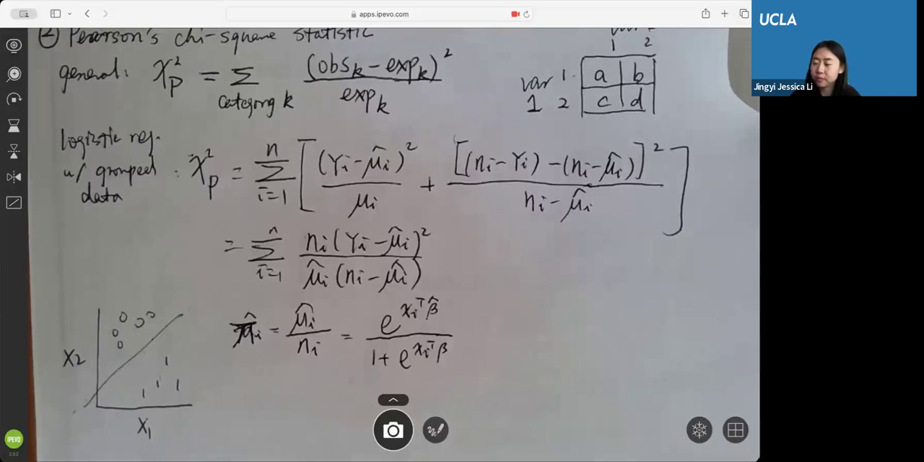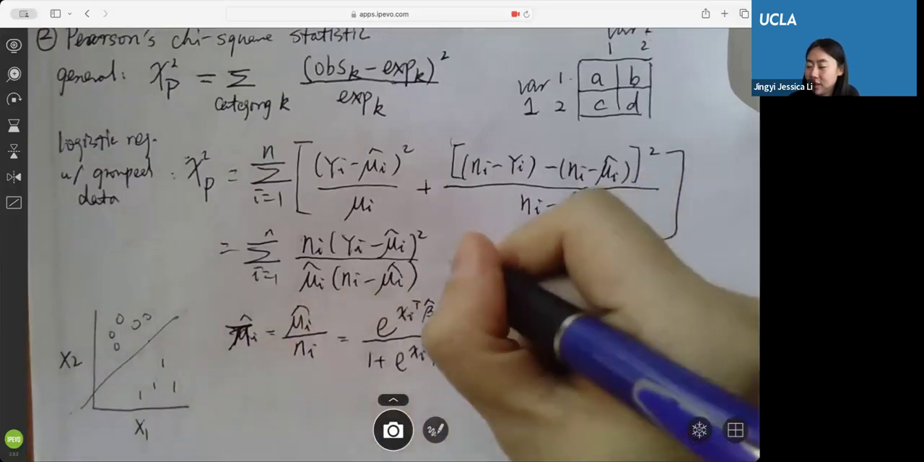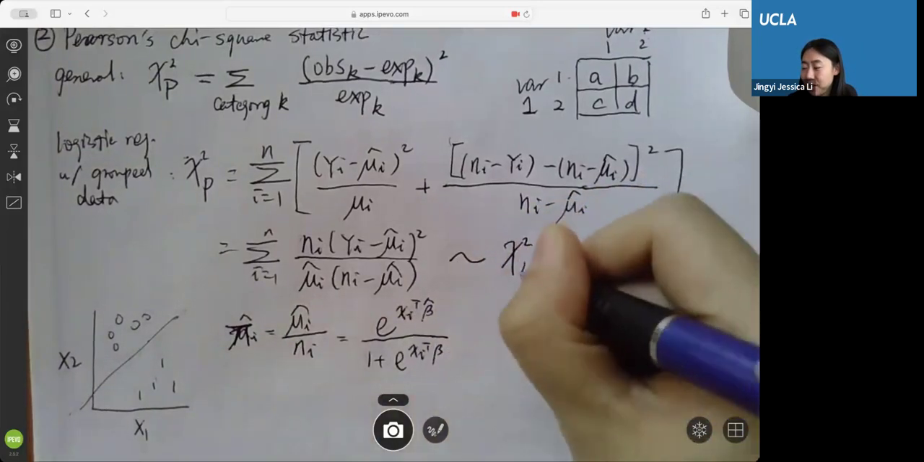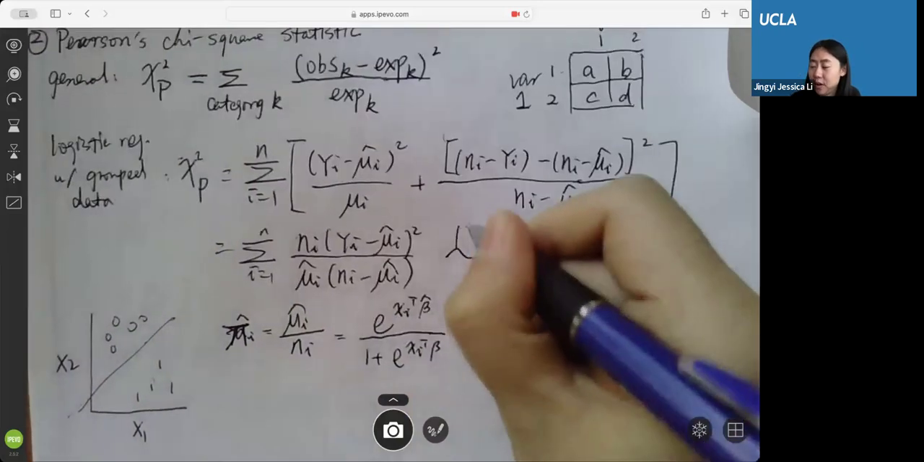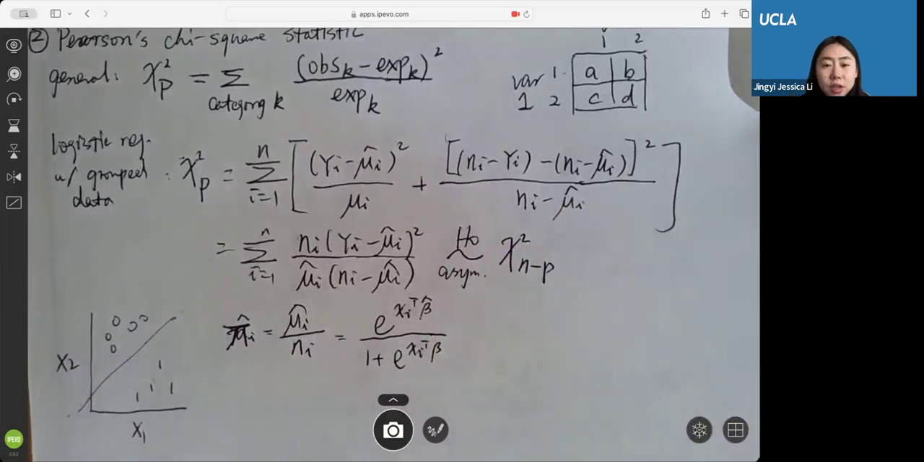How do we use it? The good news is that you can also use the chi-square distribution with n minus p degrees of freedom under the null hypothesis. And this is also an asymptotic result. So you can also use it to help you decide whether the Pearson's chi-square statistic is too big, looking at the right tail probability under the null distribution to say whether you think the goodness of fit is good enough. If it's too big, then it's not good. So smaller p-value means poorer goodness of fit. Okay, any questions about this part?